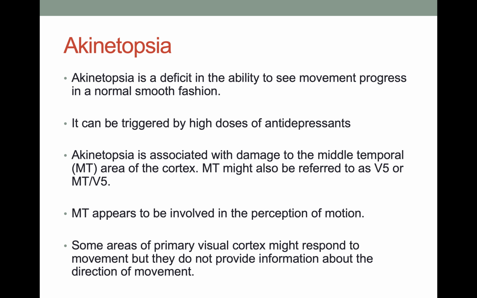Akinetopsia is a deficit in the ability to see movement progress in a normal, smooth fashion. It can be triggered by high doses of antidepressants, and it's associated with damage to the middle temporal area of the cortex, also referred to as V5. Middle temporal area appears to be involved in the perception of motion. Some areas of primary visual cortex might respond to movement, but they do not provide information about the direction of movement.